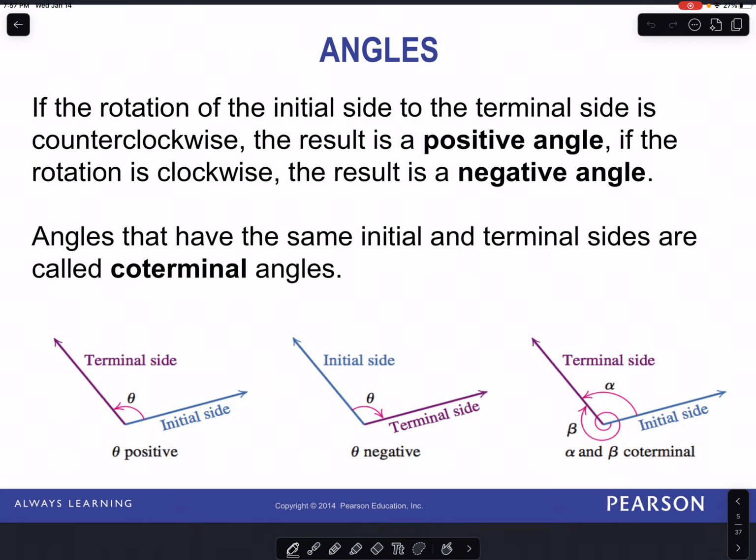If the rotation of the initial side to the terminal side is counterclockwise, the result is a positive angle. So counterclockwise is positive. If the rotation is clockwise, the result is a negative angle. Angles that have the same initial and terminal sides are called coterminal angles. So the initial side is where we start. The terminal side is where we finish. If it rotates counterclockwise, it's positive. If it rotates clockwise, it's negative. And then angles that have the same initial and terminal side are called coterminal angles.